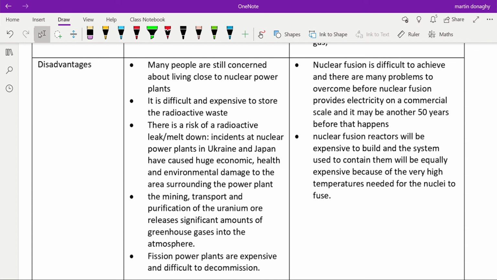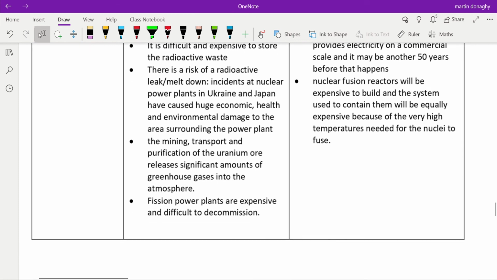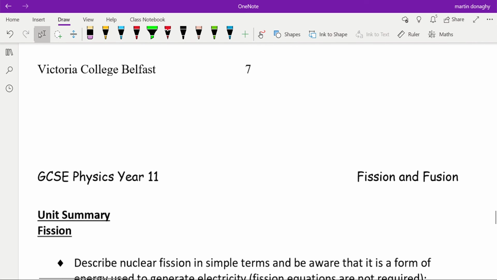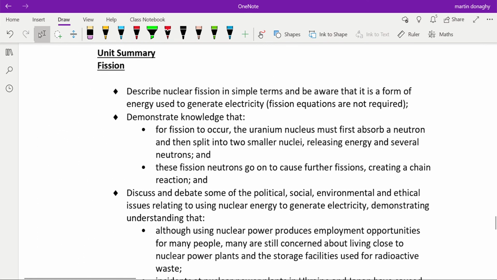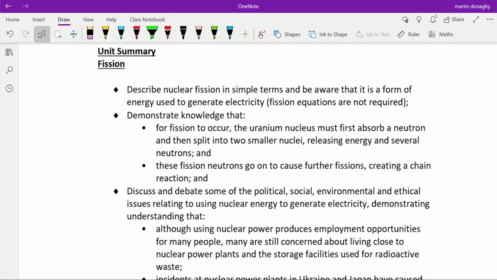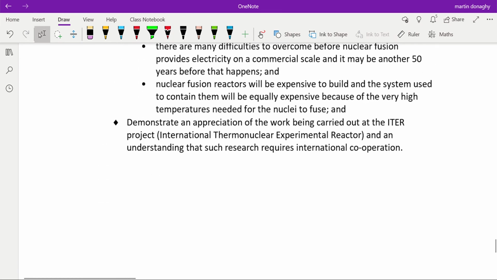When we get them, it'll be a relatively new technology. It will be a difficult thing to achieve, and that will tend to make them expensive to build as well. Okay, you can see this is all recapped. In fact, this summary is taken directly out of your specification. It's worthwhile reading over that and just seeing the wording that they use for particular things, but we have covered most of it in there.